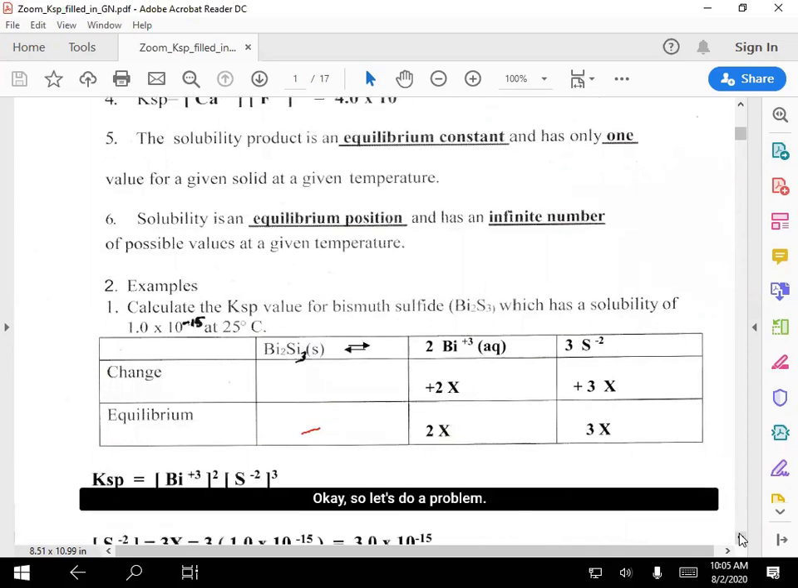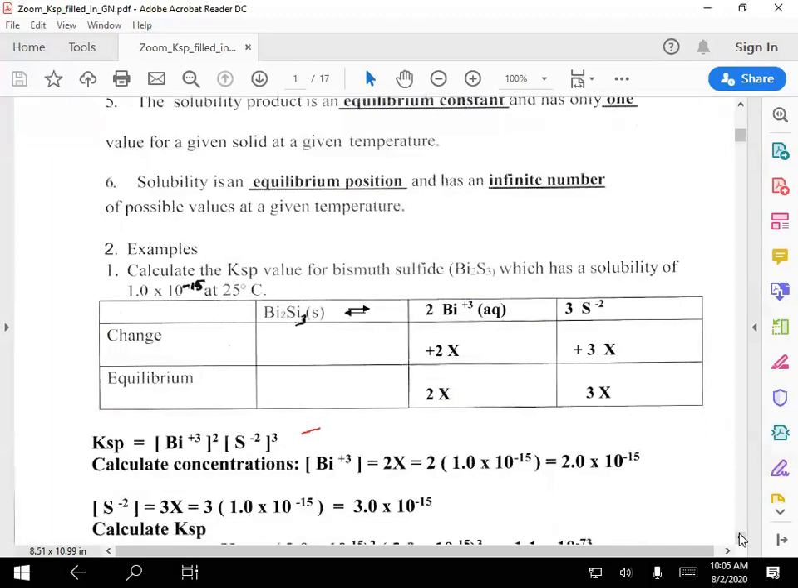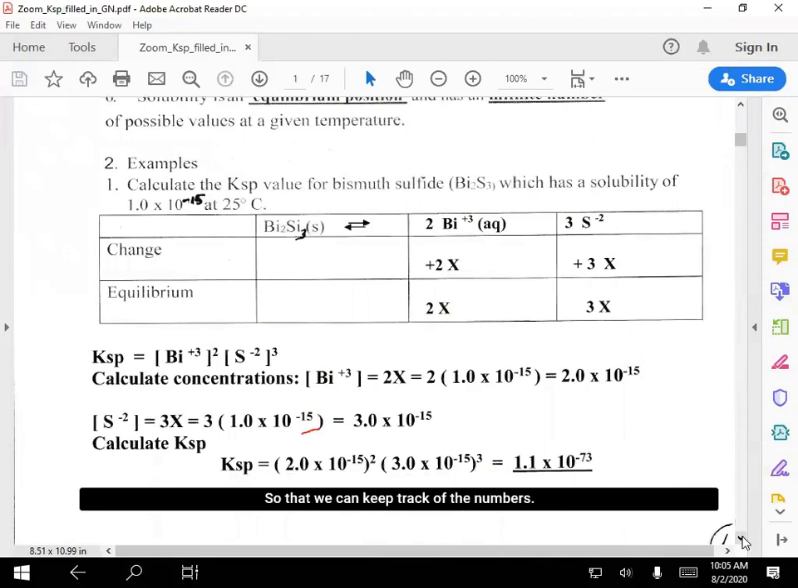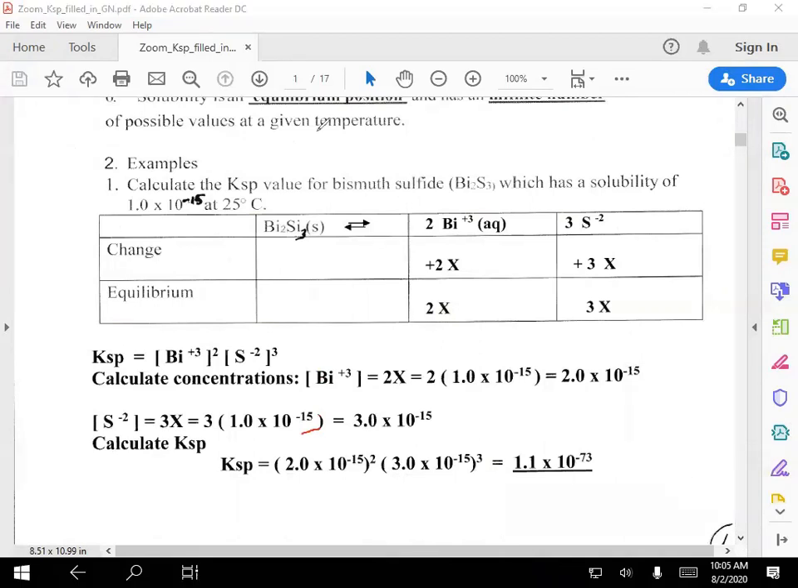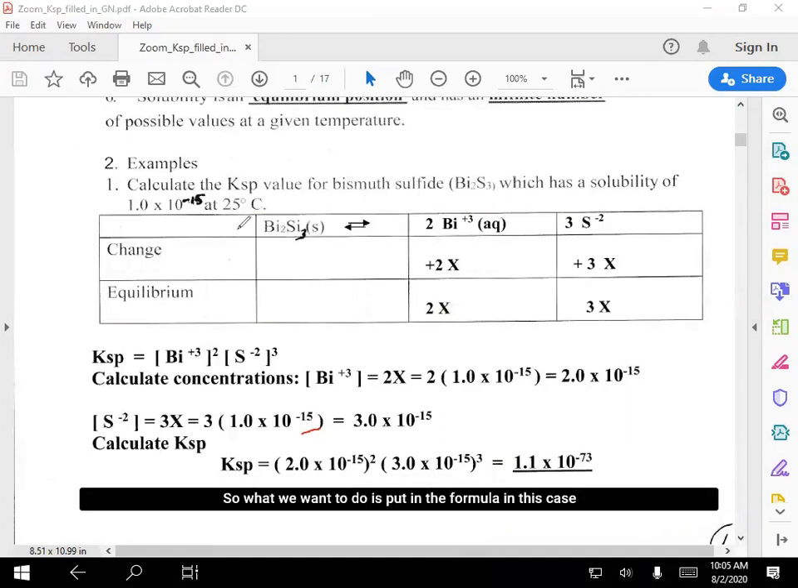Okay, so let's do a problem. We're going to set up a table so that we can keep track of the numbers. So what we want to do is put in the formula, in this case for bismuth sulfide. It's in equilibrium, and then we use our formula to put the numbers in. We're going to have 2 of the bismuth ion and 3 of the sulfide.